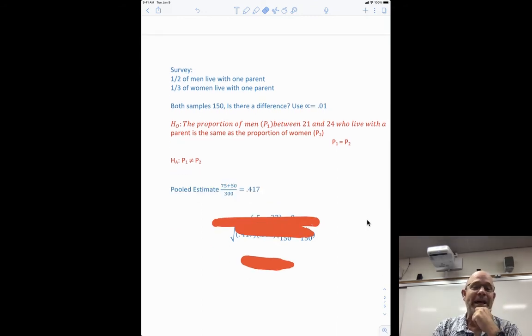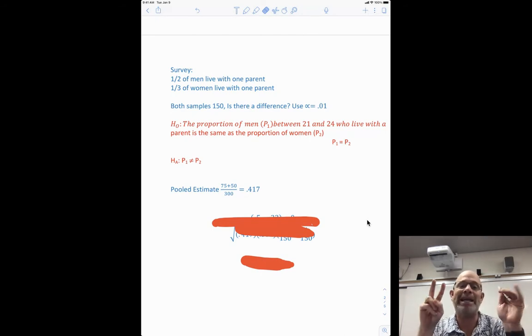So I have to do this pooled estimate. What I did was I took all 300 people that we sampled and put them together. So there's 150 men, 150 women. That's the 300 in the denominator. Half of the men, which was 75 out of 150, and a third of the women, which is 50. So I got 125 over 300. The pooled estimate is 0.417. That's what I'm going to use as my guess for what both populations are equal to, 41.7%.